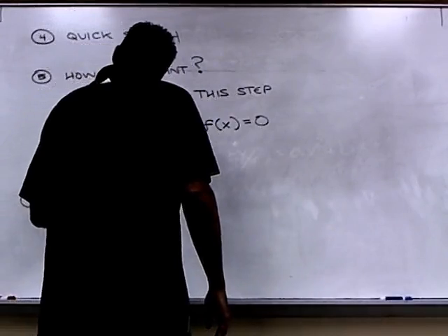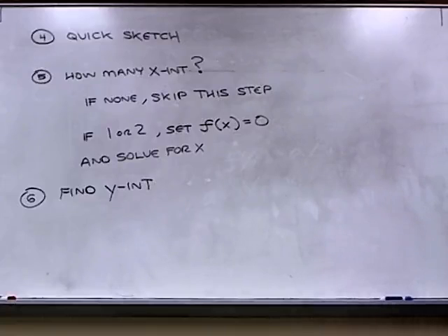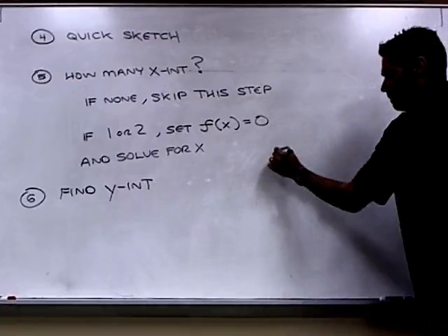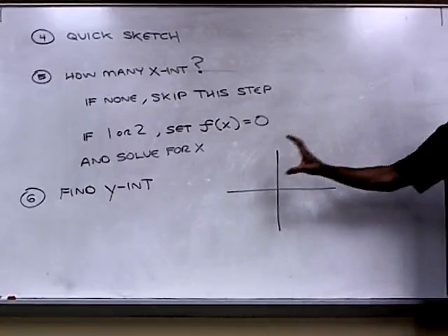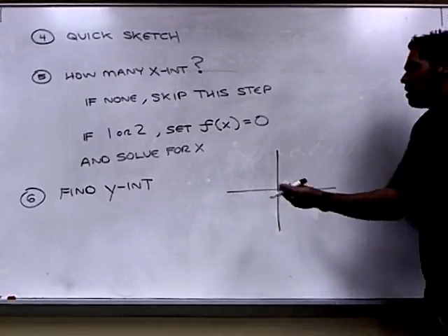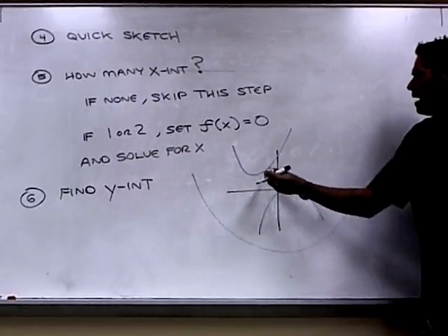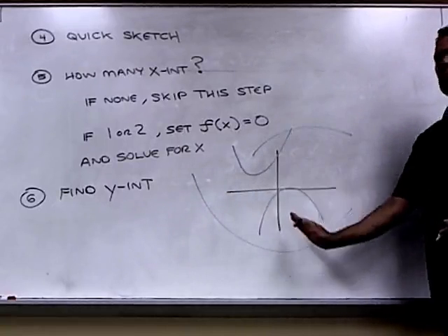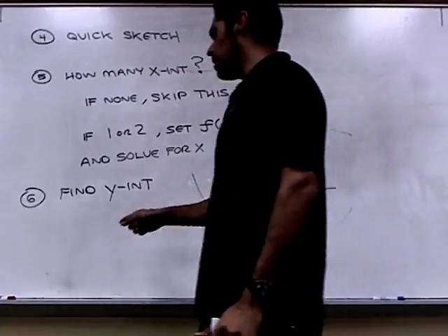Find y-intercepts. Now, will you have y-intercepts? Think about that for a second. If I tell you to draw a parabola any way you want, is it possible to draw it and not have a y-intercept? It's impossible. Of course, if we turn it sideways, it's not a function. So no matter how I draw a parabola, I'm going to have to cross through the y-axis at some point. So I have to have a y-intercept.